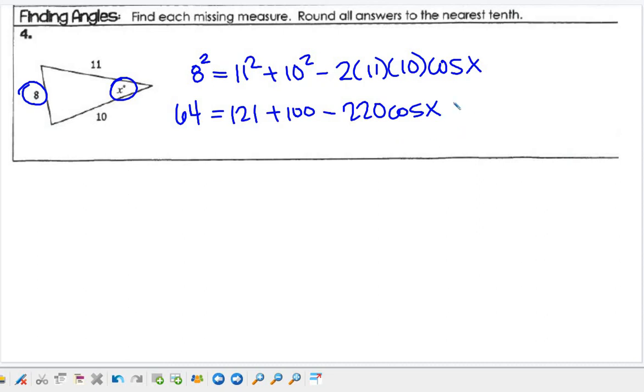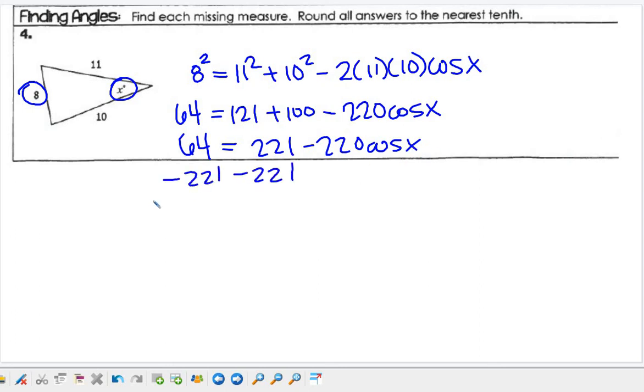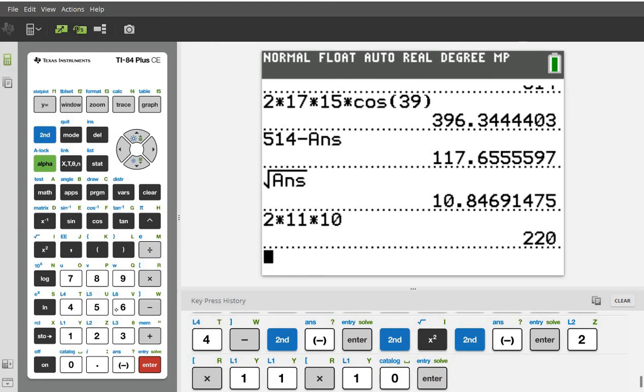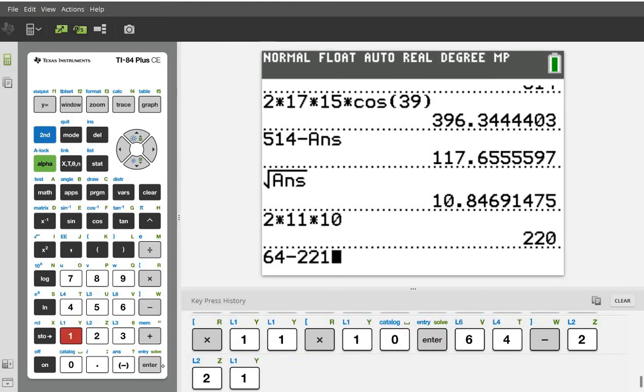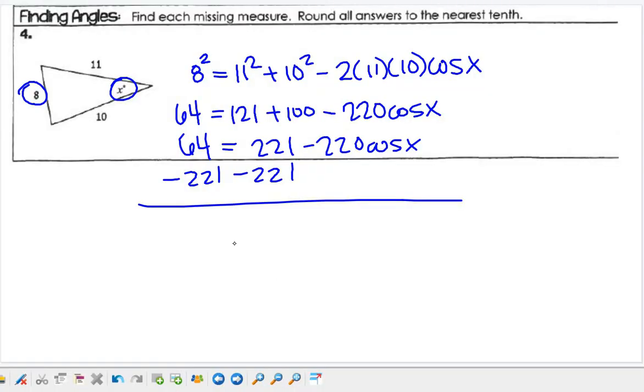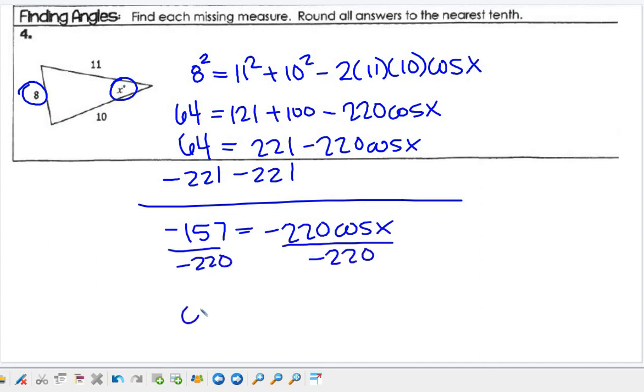So we need to get cosine x on a side by itself. I'm going to go ahead and add these two together. So I have 64 equals 221 minus 220 cosine x. So if I'm going to get cosine x by itself, I need to subtract 221 from both sides. So I have 64 minus 221, negative 157, equals negative 220 cosine x. So I need to divide by negative 220.